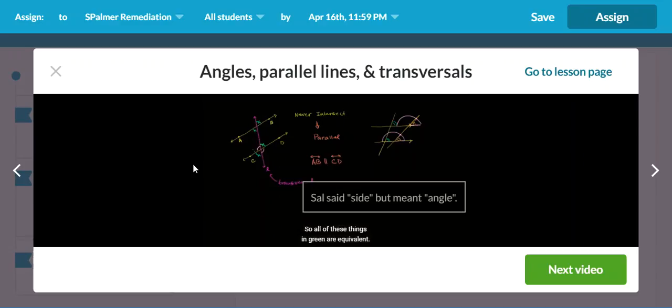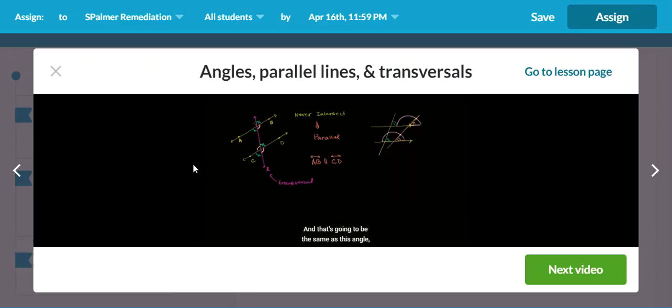So all of these things in green are equivalent, and by the same exact argument, this angle is going to have the same measure as this angle, and that's going to be the same as this angle because they are opposite, or they're vertical angles. Now, the important thing to realize is just what we've deduced here. The vertical angles are equal, and the corresponding angles at the same points of intersection are also equal. And so that's a new word that I'm introducing right over here.